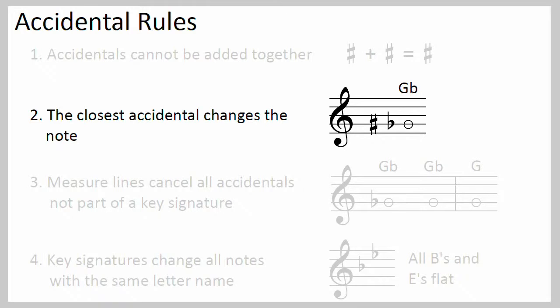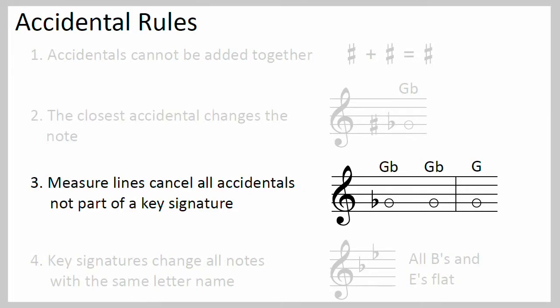The third rule is measure lines cancel all accidentals not part of a key signature. So the first 2 G's are flat, then the measure line cancels the accidental and makes the third G natural.